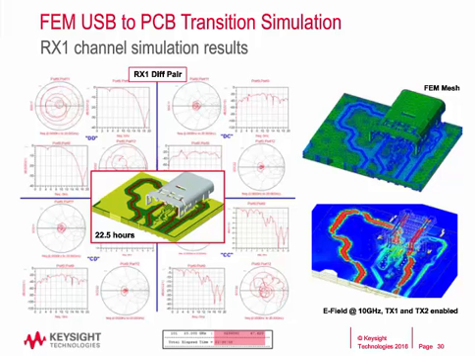RX1 channel. It also shows the FEM mesh, which really shows you how complex the design is. The lower side shows the E-field data at 10 gigahertz, where all channels, TX1 and TX2, are enabled. FEM simulation provides additional insight into the design by showing field data such as E, H, and J fields. This might help design engineers find any problematic area of the design.